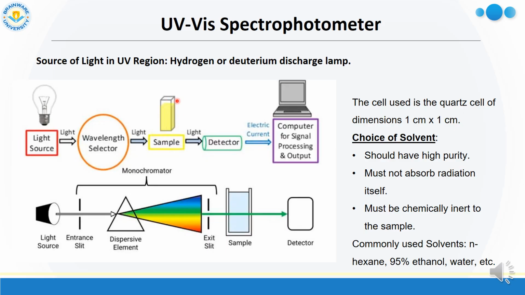we will take our sample solution, and this cuvette is made of quartz. It is called a quartz cell, having dimension 1 centimeter by 1 centimeter, and we can choose our solvent. It should have high purity, must not absorb radiation, and must be chemically inert. So the most common solvents used are water, ethanol and n-hexane.